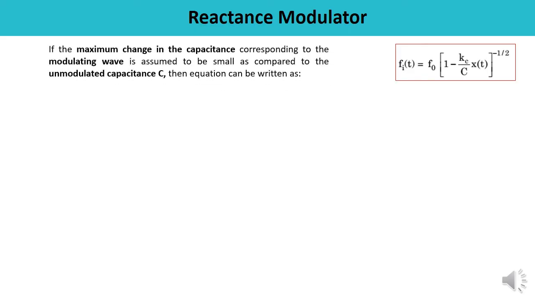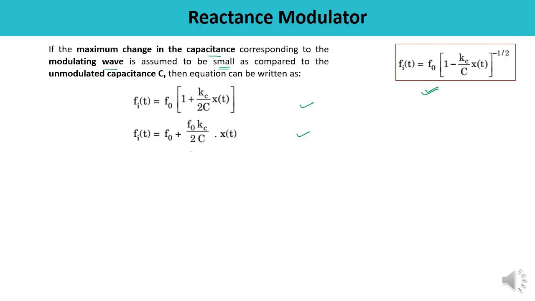Now if we say that the maximum change in capacitance corresponding to the modulated wave is assumed small in comparison to the unmodulated capacitance, then this equation can be approximated as f i of t equals f0 times (1 plus Kc upon 2C into x of t). Just splitting both the terms, we get f i of t equals f0 plus f0 Kc upon 2C.